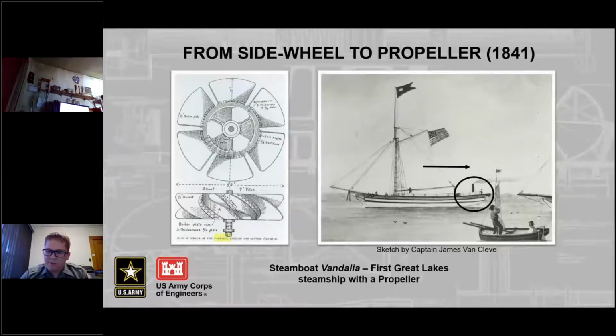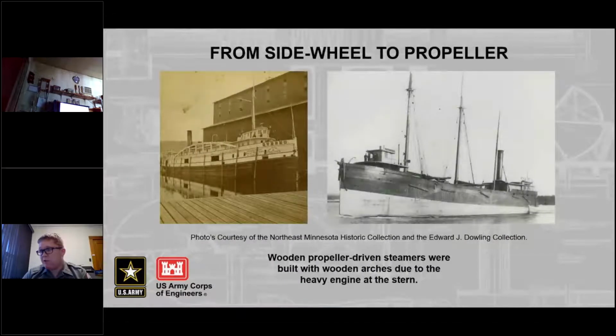Because the engine was moved to the back, this made steamboats lean backwards, forcing the use of arches to keep these boats stable in stormy conditions, which you can see here. Here are two examples of those arches in use.